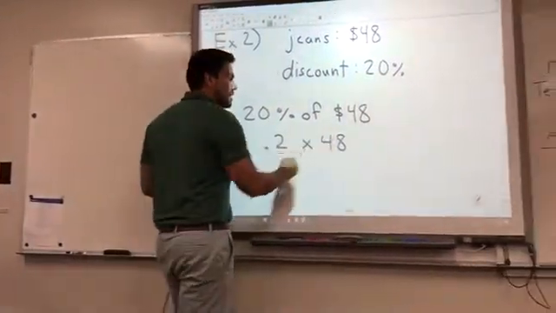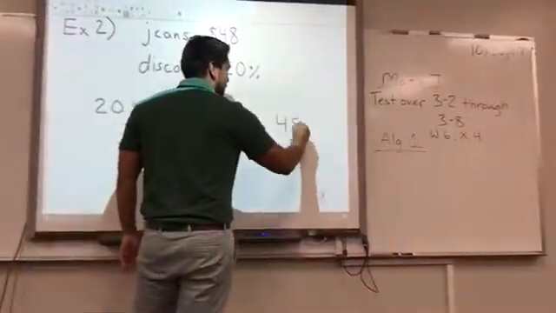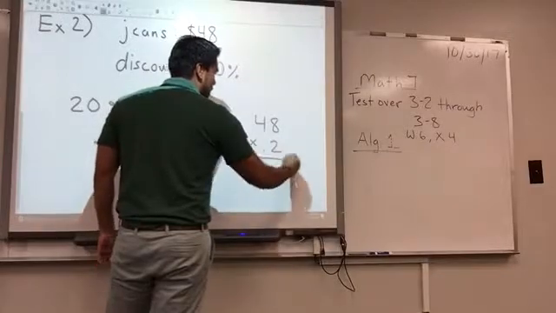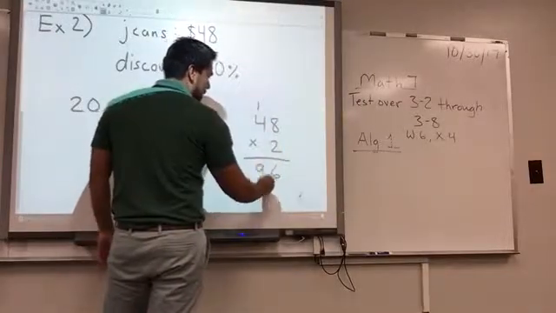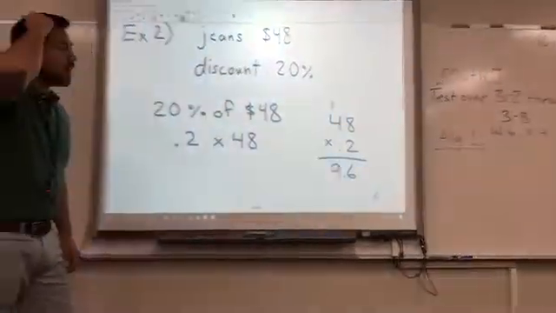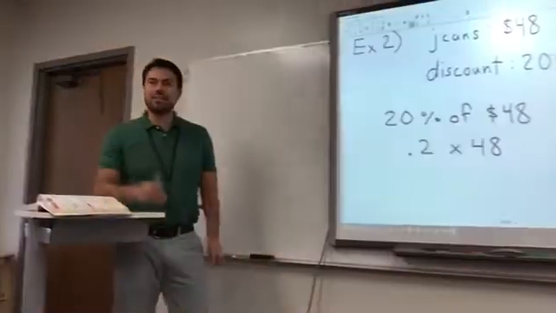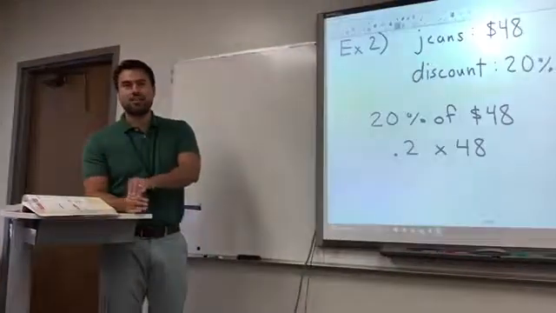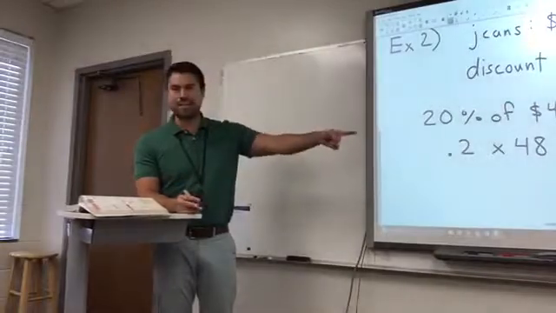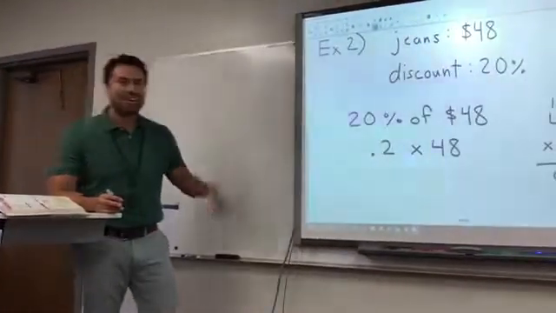Okay, so I'm multiplying these out. I get 48 times 0.2. I get my 16, my 9, decimal point right there. So how much money does Aita save on these jeans? How much does she save? 9.6. Wait, what? Jenna?